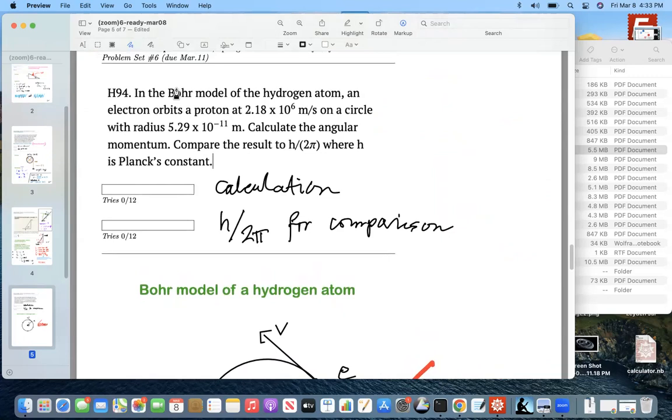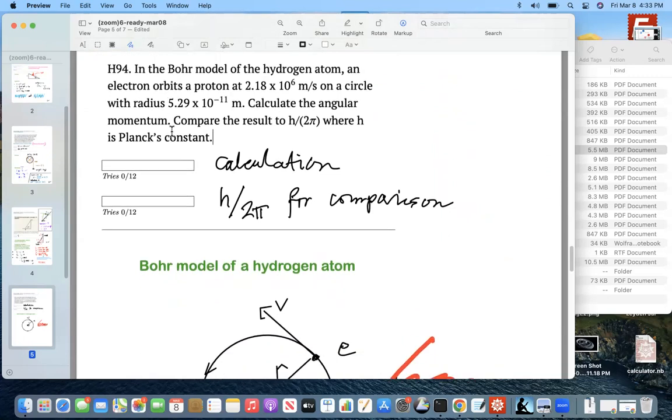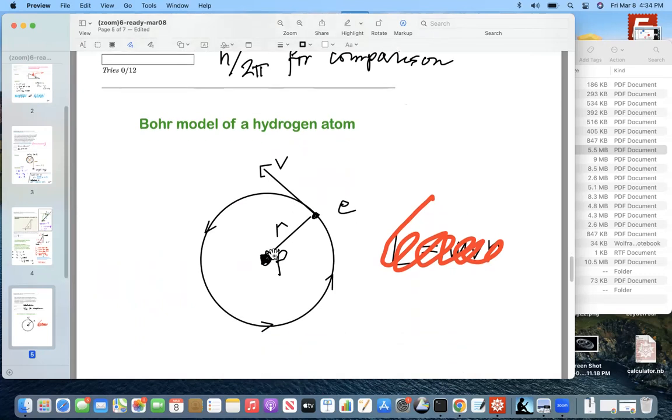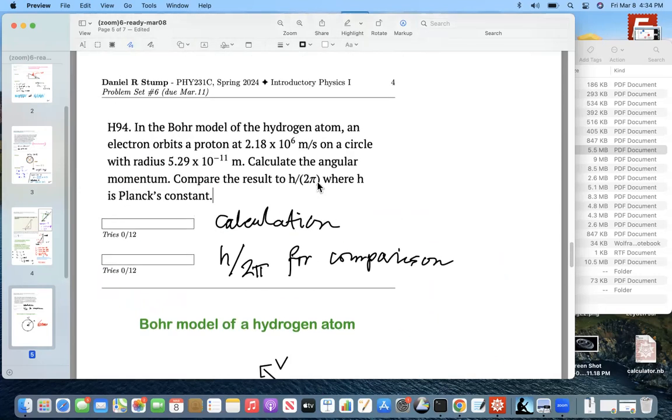This next problem has to do with the Bohr model of the hydrogen atom, an old theory of the hydrogen atom going back to the early part of the 20th century, where the theory is there's an electron revolving on a circular orbit around the proton at some radius r. And the question is, what's the angular momentum? Now, r is given, and the speed is given. So the speed is given, the radius is given.